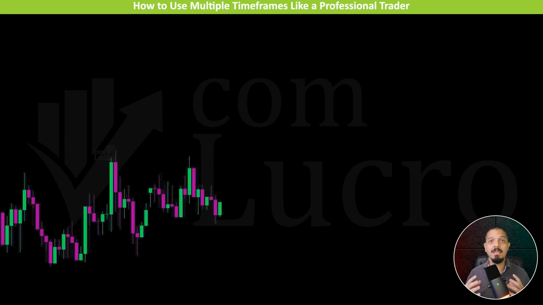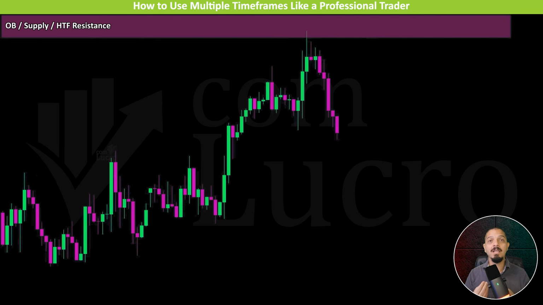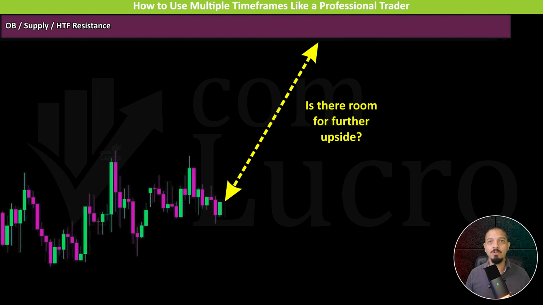The first reason is that higher time frame levels are more important. A minor reaction at a key level on the higher time frame can lead to a significant trend change on the lower time frames. That is why, before placing any trade, we should always check how much room price has before reaching a higher time frame supply or demand zone. This helps us set more accurate targets and stop losses, and it also helps us avoid entering trades that are more likely to fail.